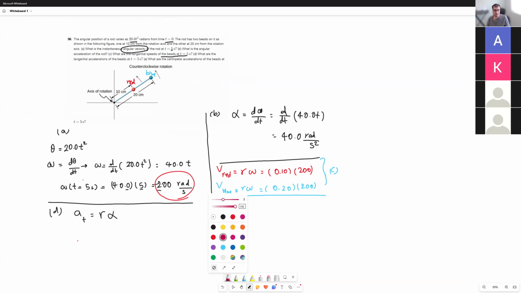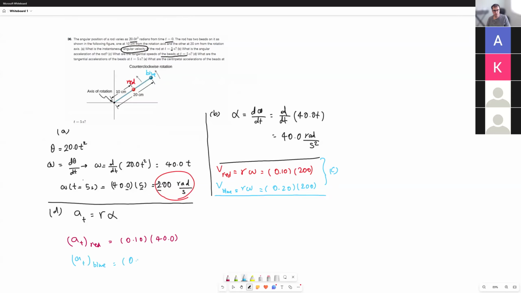For the red one, A tangential of the red is going to be equal to 10 centimeters, which gives you 0.10 meters. And alpha for both of them, we found that it's time independent and it's equal to 40. And A tangential of blue, the radius of rotation is 0.20 multiplied by 40. And you guys tell me.